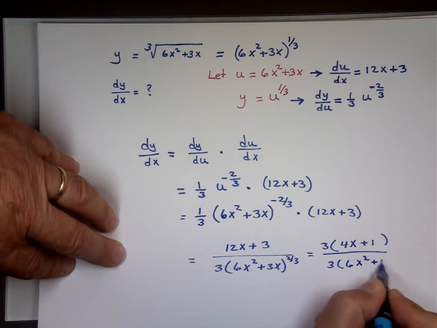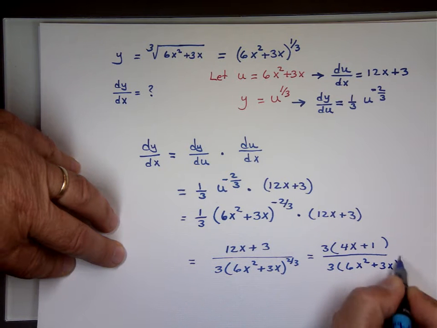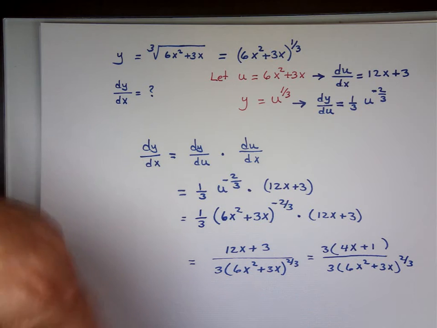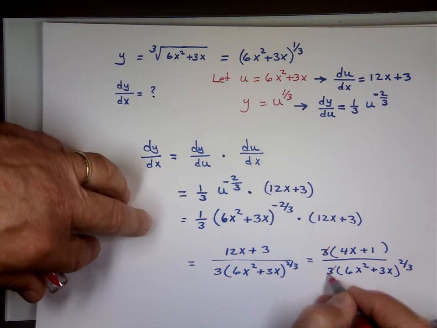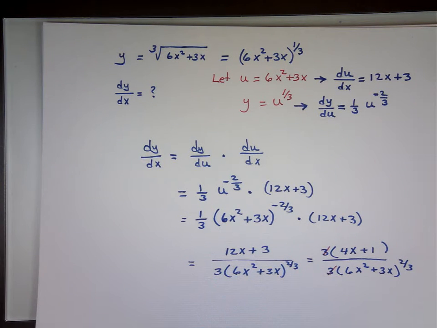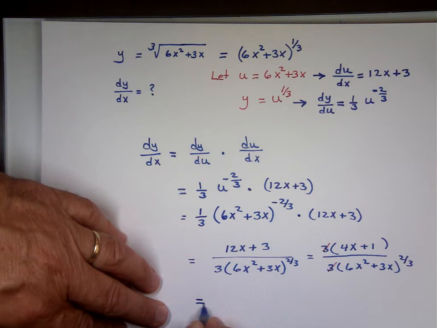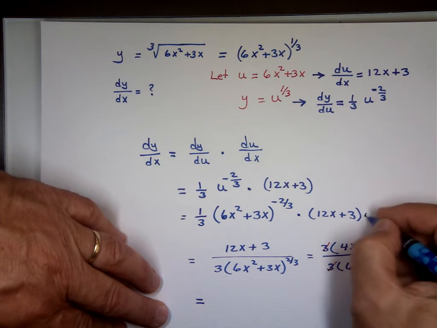Yep. That. And the 3's will cancel. So they could leave it like this. Or again, they could replace the 2/3 with the cube root of 6x squared plus 3x squared. So I couldn't tell you which way they went there. My gut feeling tells me they probably would have taken that one.